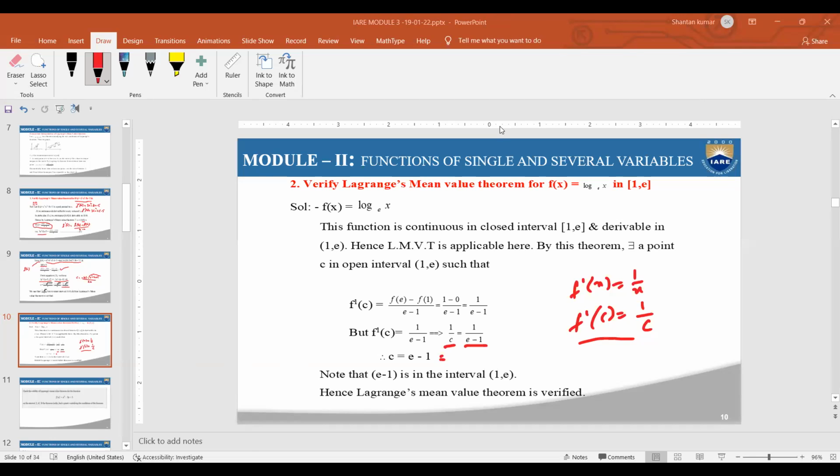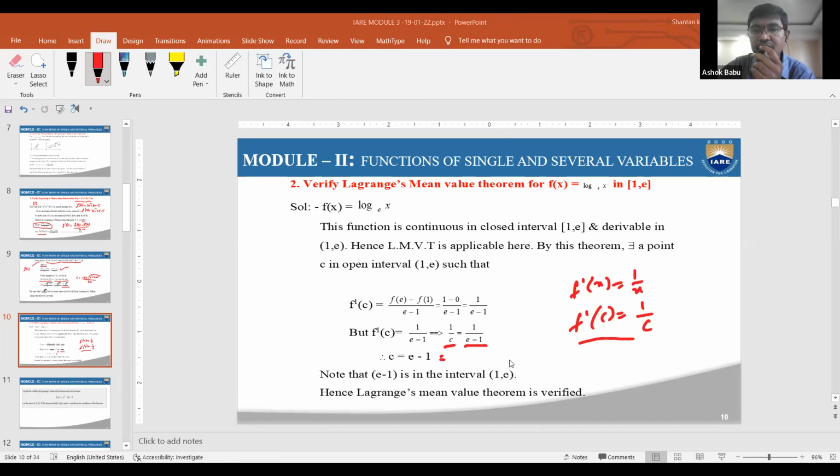1.718, sir. 1.718. E is always a value that lies in between 2 and 3, that is nothing but 2.713. Therefore, e minus 1 is nothing but 2.713 minus 1, which is 1.713. Therefore, 1.713 automatically lies in the interval.